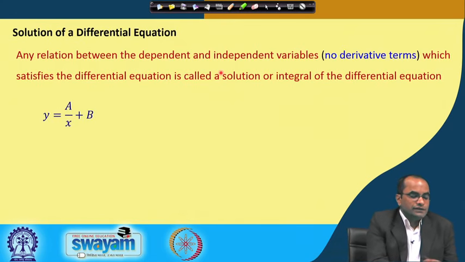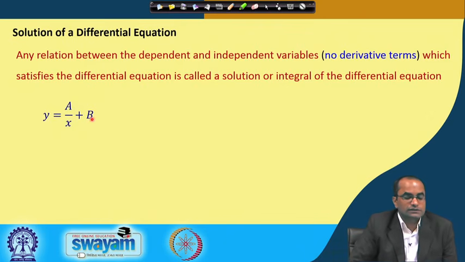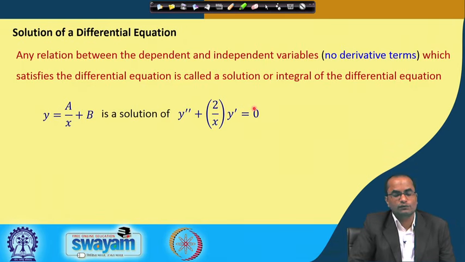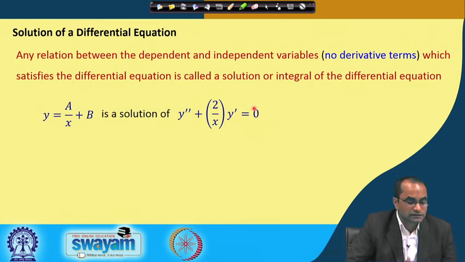So, for instance, we take this function, this relation between y and x with these two arbitrary constants. What we can check is that this is a solution of this differential equation, y double prime minus 2/x y prime plus 2/x² y equal to 0. Why is this the solution?